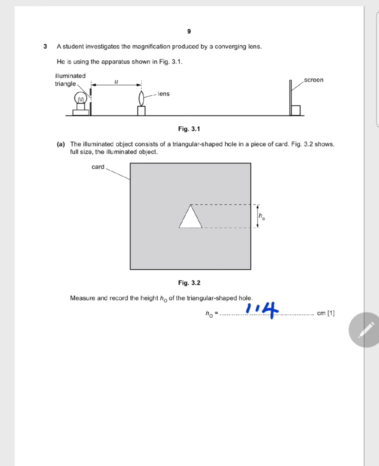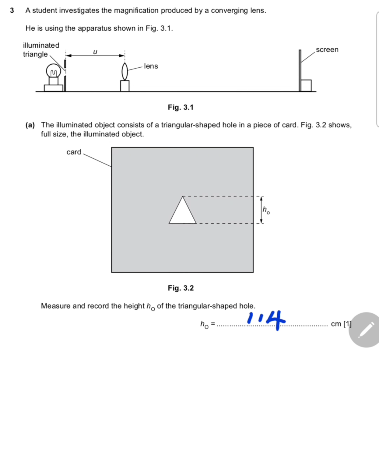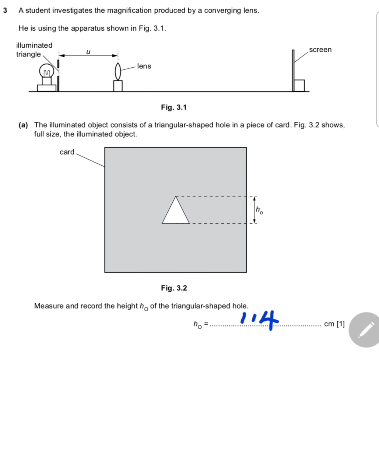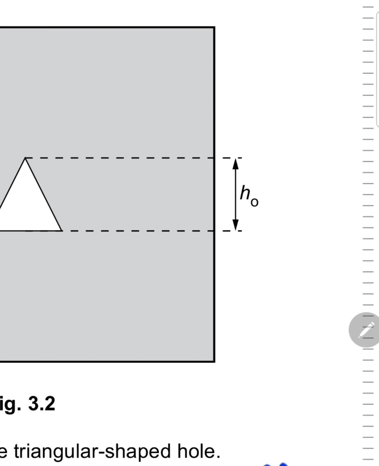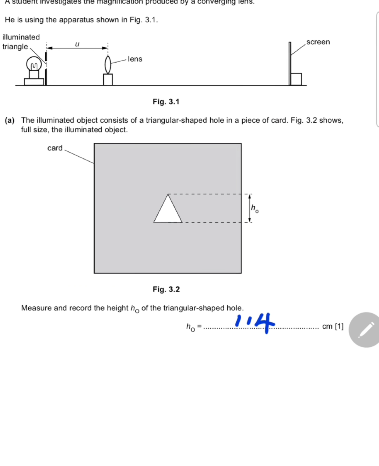Number 3 says a student investigates the magnification produced by a converging lens. He is using the apparatus shown in figure 3.1. The illuminated object consists of a triangular shaped hole in a piece of card. Figure 3.2 shows full size the illuminated object. Measure and record the height h0 of the triangular shaped hole. So h0 is indicated on the diagram, so we'd use our ruler to get this height here. So that would be 1.4 centimeters.